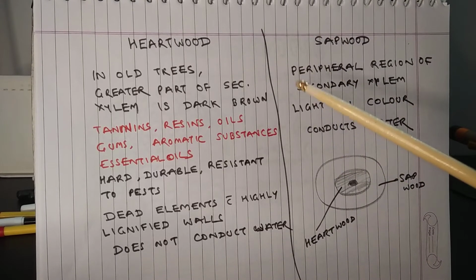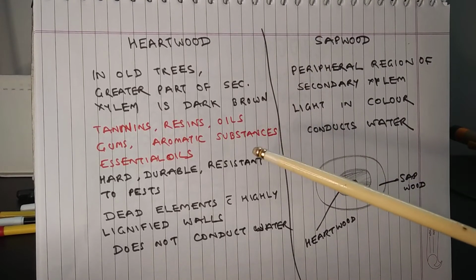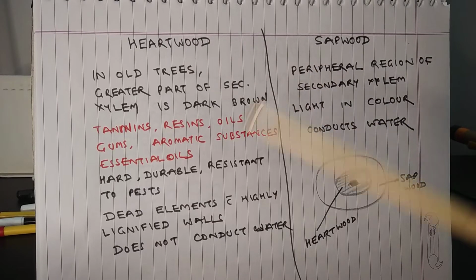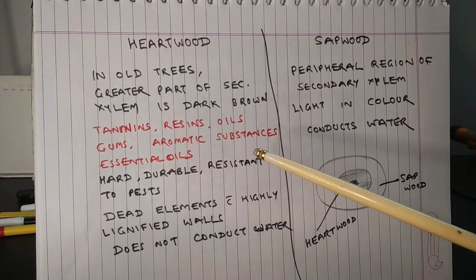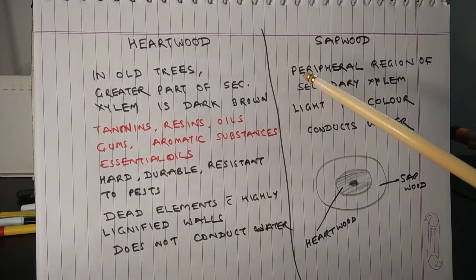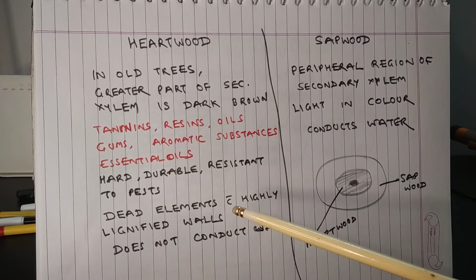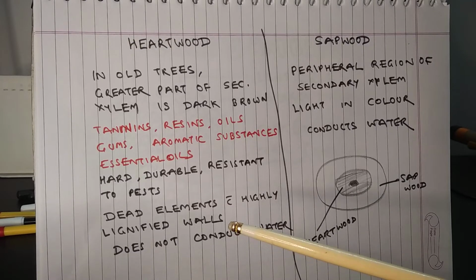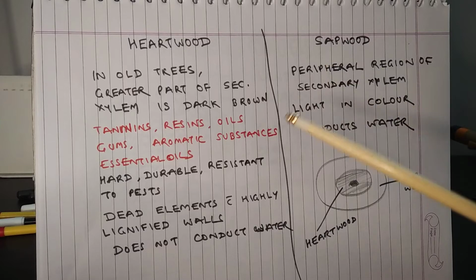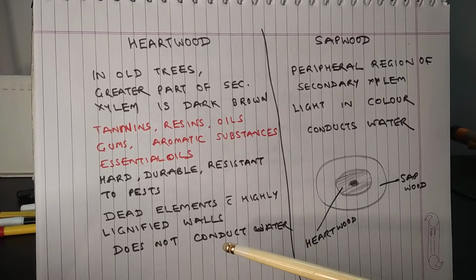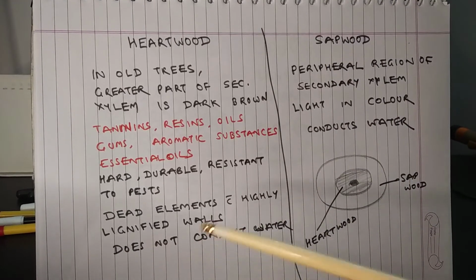Because of this deposition of various substances, the heartwood is hard, durable, and resistant to microbes and pests. The heartwood is composed of dead elements, and the cell walls are highly lignified, and because of this, the heartwood does not conduct water and minerals.